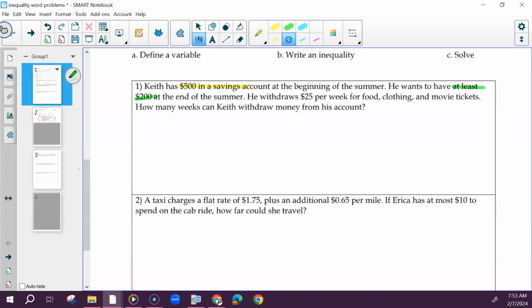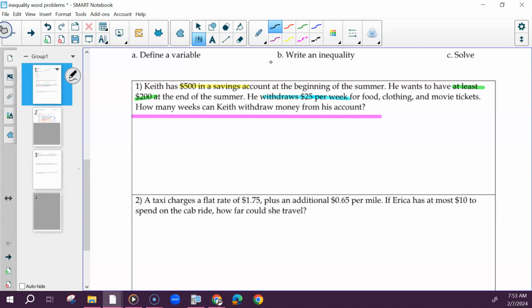Okay. What else? He withdraws $25 per week for food. And you don't have to highlight that. And then, how many weeks can Keith withdraw money from his account? I had a student that spent last summer in the movie theater because of all the movies, so possible.